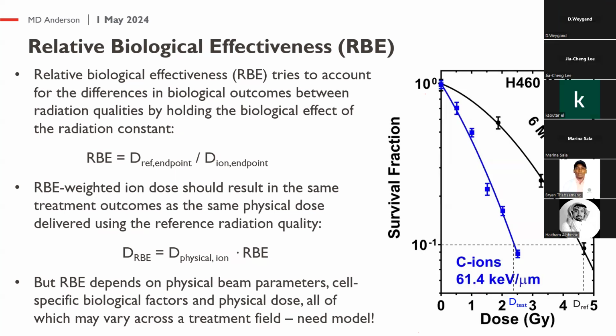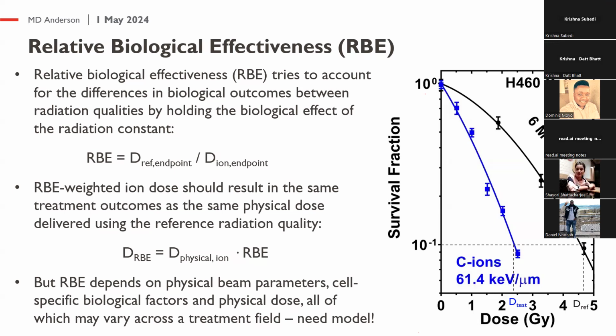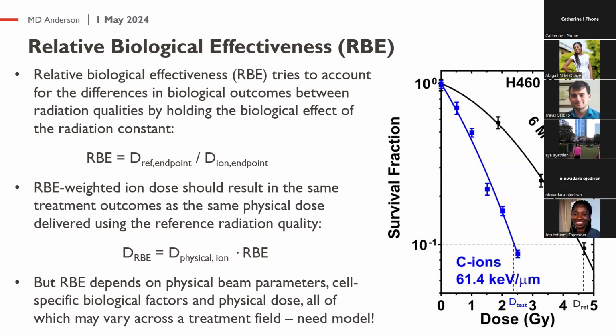The major problem with this RBE framework, though, is that ion RBE depends on quite a few factors that can vary across a patient treatment field. And so we need to have some sort of model that will tell us what the RBE will be within a given treatment planning voxel so that we can actually plan our patient treatment effectively.